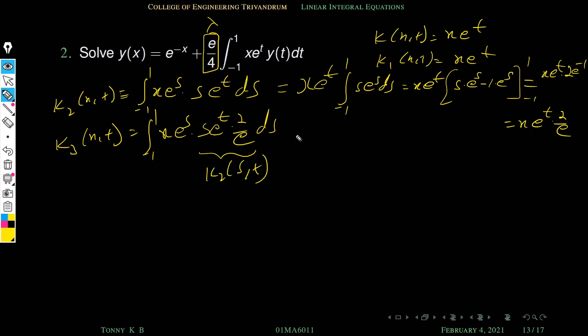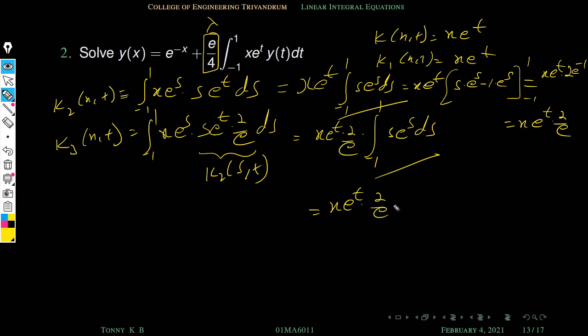Okay, so it is clear that x e raised to t is constant and 2 by e is also constant. The remaining term is integral minus 1 to plus 1 s e raised to s ds. This is the same as this integral. The integrals are the same, so its value remains the same, that is 2 by e. So what happened? This is x e raised to t into 2 by e into 2 by e. That is x e raised to t into 2 by e square.